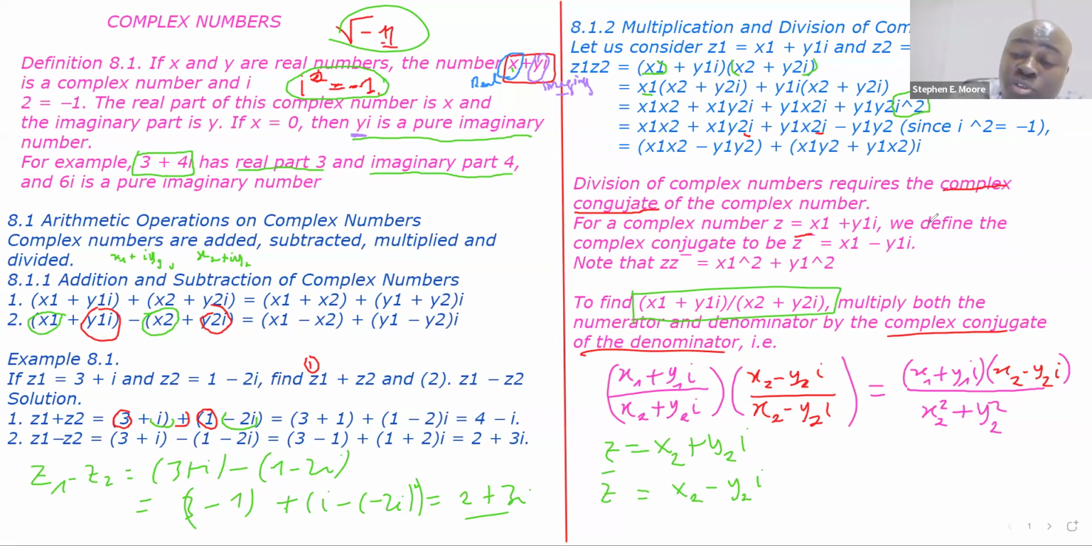Then we should not forget the remark that if you take a complex number z and you multiply it by its complex conjugate, then what you get is the sum of squares of the individual parts, which is the real part x and then the imaginary part y.